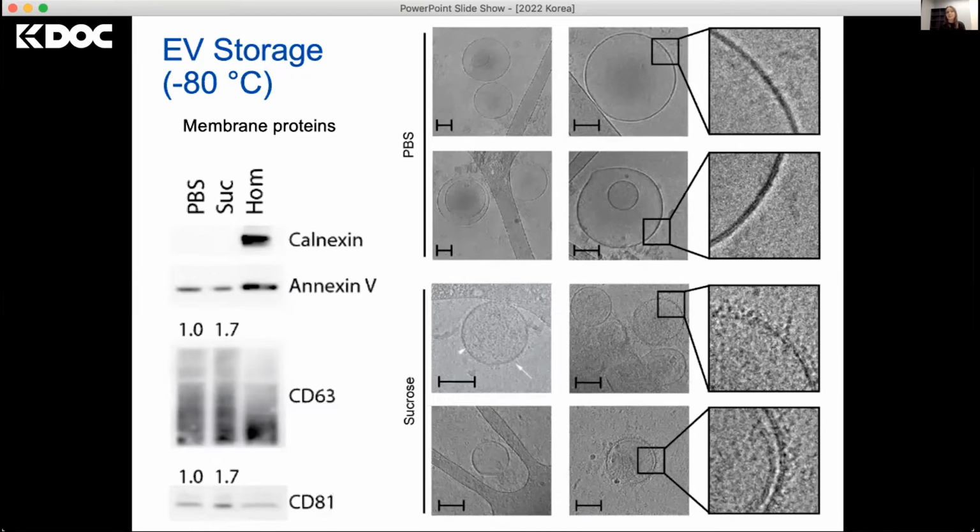But what was even more interesting is that when we looked at cryogenic transmission electron microscopy, in collaboration with the Talmon lab in Israel, we found that the extracellular vesicles stored at -80 in sucrose frequently had these molecular protrusions on the surface, while the extracellular vesicles stored at -80 in PBS more frequently had a smooth surface. So potentially this indicates that if you just store extracellular vesicles in PBS, you could be stripping some of the important surface molecules. And so we are excited to look further into what type of surface changes are happening if we don't use a cryoprotectant.